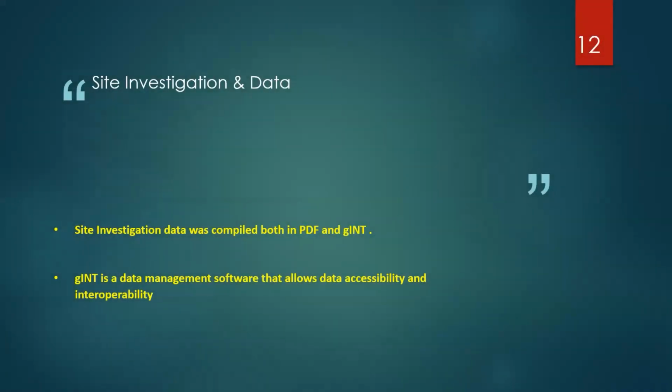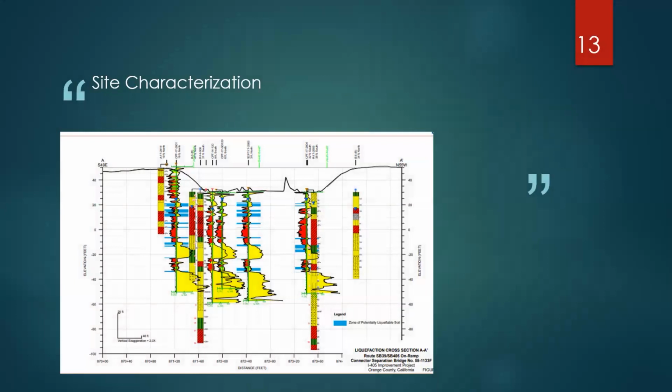The other element of using CPT here, cone penetration test, was using gINT data. This project started back in 2017, but the TP was developed back in 2015. So the site investigation was compiled both in PDF and gINT. And this is important because the CPT data now is in gINT, which is interoperable data that you could use for a variety of things. And later on in the long term, it even could be used with artificial intelligence, but that's a different topic. That's the potential for this as well. And it's also very much in line with the activities of DIGGS, which is happening nationwide. And for those of you who may not know, gINT is a data management software that allows data accessibility and interoperability. So that was another facet of this project.